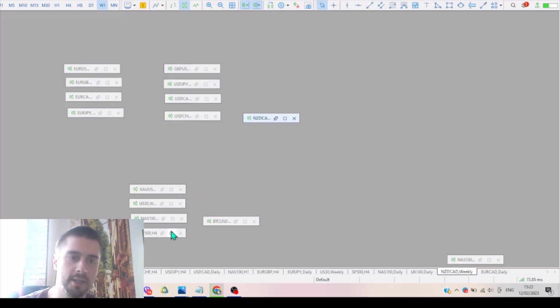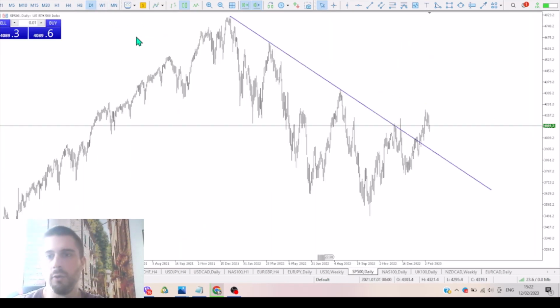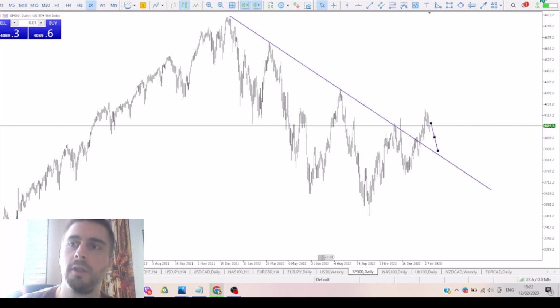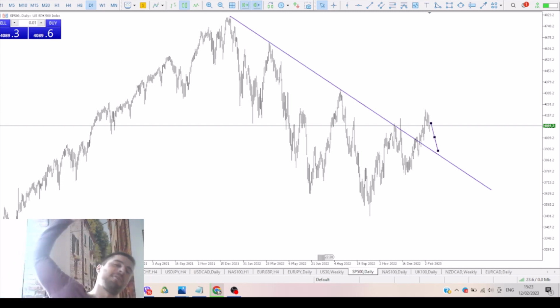Same thing on the S&P 500. On the daily chart, we have broken this trend line, and I want to see a little bit of retest so I can buy cheap. Before that, I'm not ready to do it. Maybe some small trade. Okay guys, and that's it for this weekly Forex analysis.